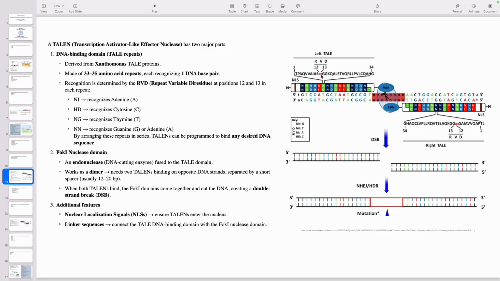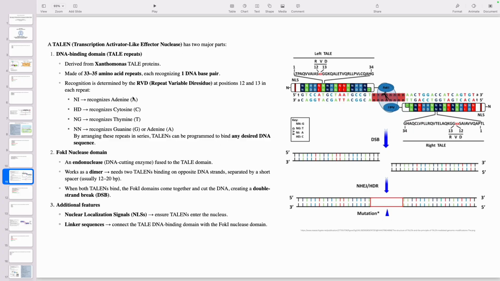And this recognition, DNA base pair recognition, is determined by the RVD, which is the repeat variable diresidue at the 12th and the 13th position in each repeat. So the amino acids present at the 12th and the 13th position determine the DNA specificity. While the entire repeat sequence determines one DNA base pair, this specificity is determined by the amino acids present at the 12th and the 13th position.